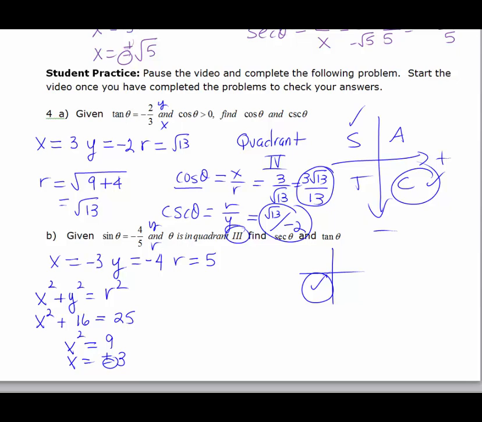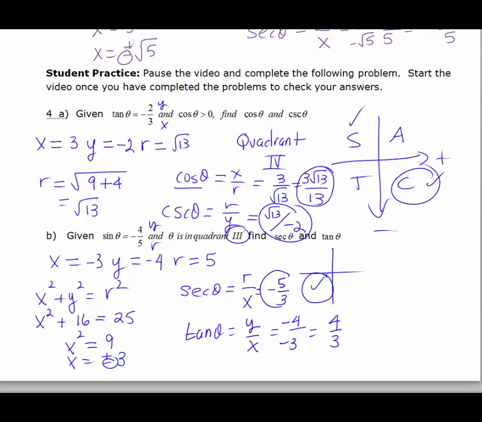So now that I have that, I can find my secant. Secant of theta, well, that's 1 over the cosine. The cosine is x over r. So the secant is r over x, which would be negative 5 over 3. The tangent of theta is equal to y over x. Y is equal to negative 4. X is equal to negative 3. So that's equal to 4/3.